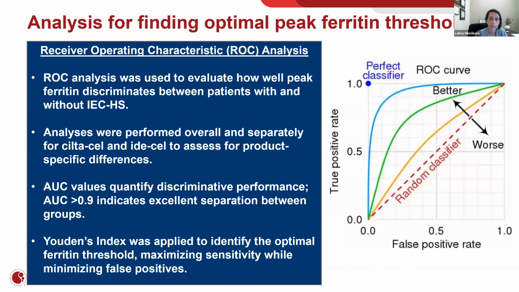So to determine the optimal ferritin threshold, we used the receiver operating characteristic analysis. We calculated the area under the curve overall and separately for cilta-cel and ide-cel. AUCs above 0.9 indicate excellent discriminative performance.